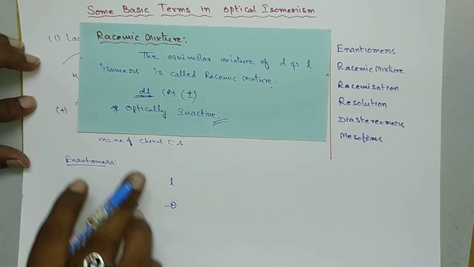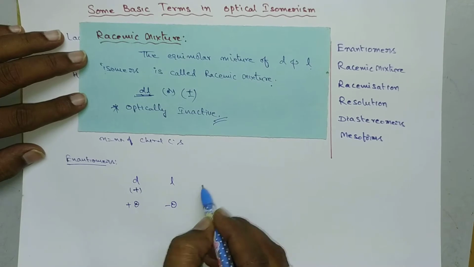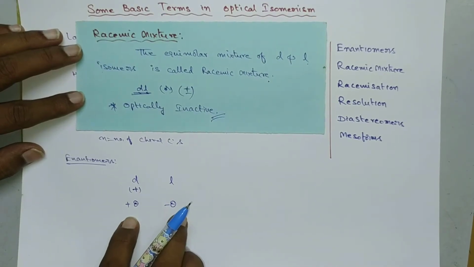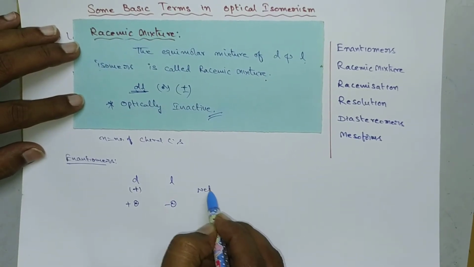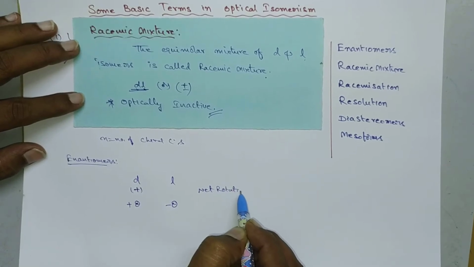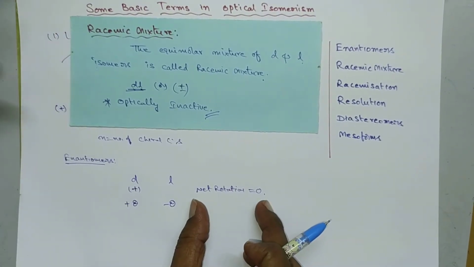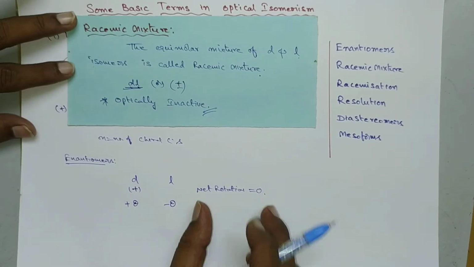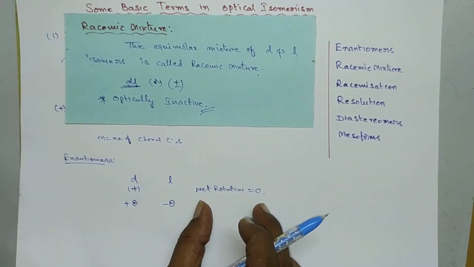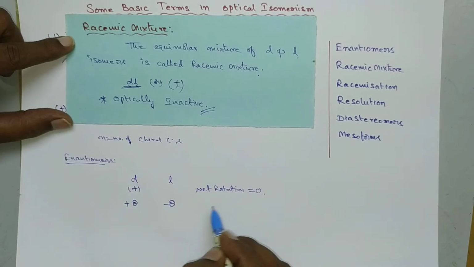So that's why, in a racemic mixture, since it is an equimolar mixture, the net rotation is 0. The net rotation will be equal to 0. That means it does not rotate the plane of the polarized light. So that means it is optically inactive. The racemic mixture is optically inactive.